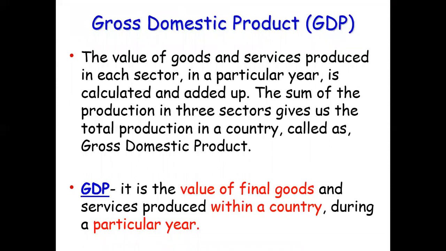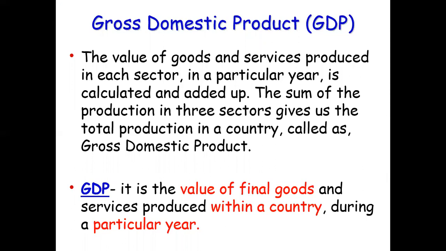is calculated and added up. The sum of the production in the three sectors gives us the total production in a country, which is called gross domestic product. The GDP is the value of final goods and services produced within a country during a particular year. This is a very important definition. Please learn it. GDP is the value of final goods and services produced within a country during a particular year.